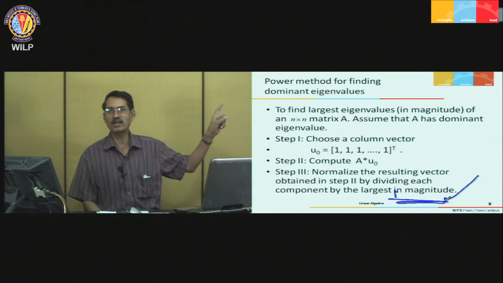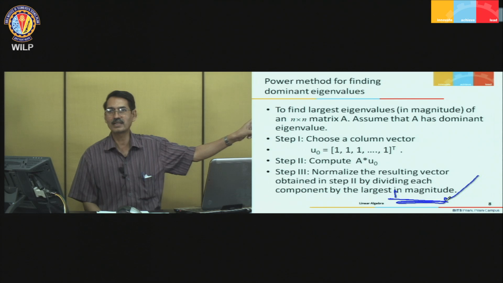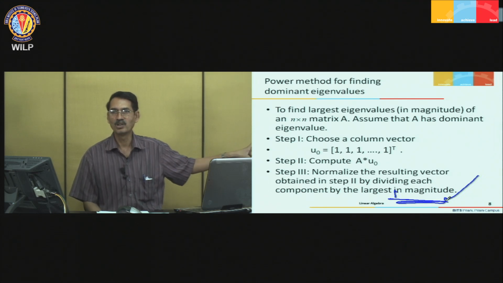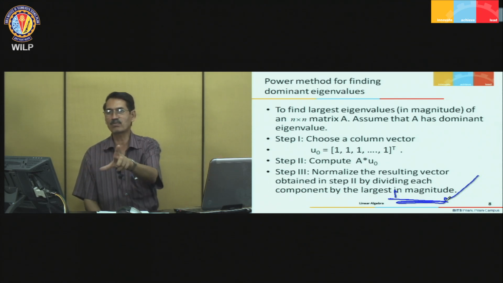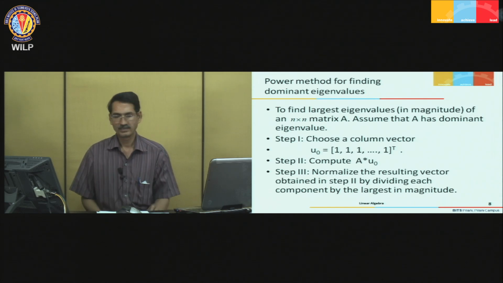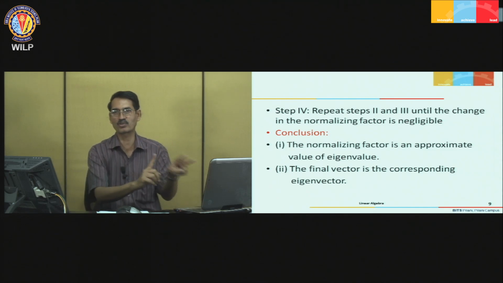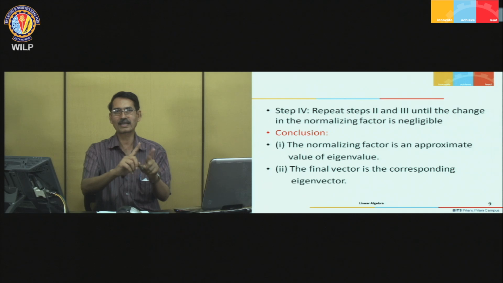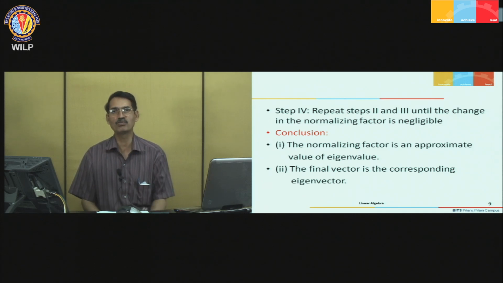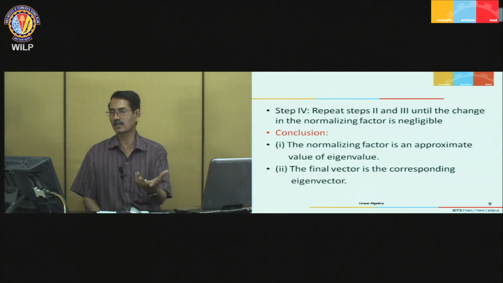In the second example we had seen that -8 was the largest in magnitude after taking the absolute value. So, divide that vector throughout by the quantity which is largest in magnitude. The resulting vector will automatically be in normalized form. Then you repeat the first two steps. What are the first two steps? Calculate A into U0 and then normalize it with the help of the normalizing factor. And continue, repeat this step.